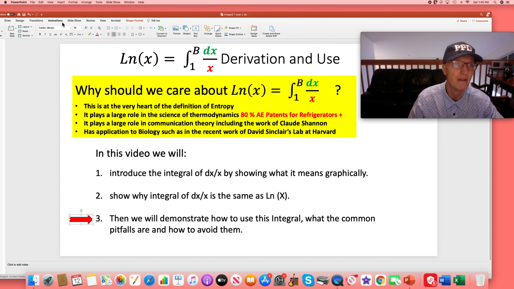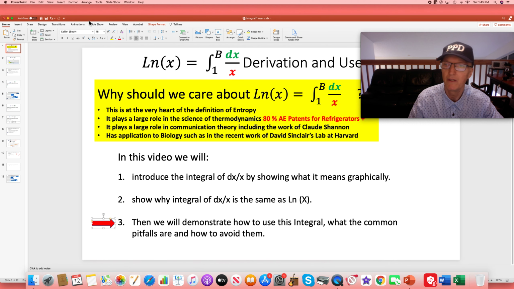Let's see now. Move this over a bit. There we go. So let's look graphically at this function, ln x is equal to the integral of dx over x, and I'm doing it from, in this case, 1 to b, where in the chart here b is the number 20.